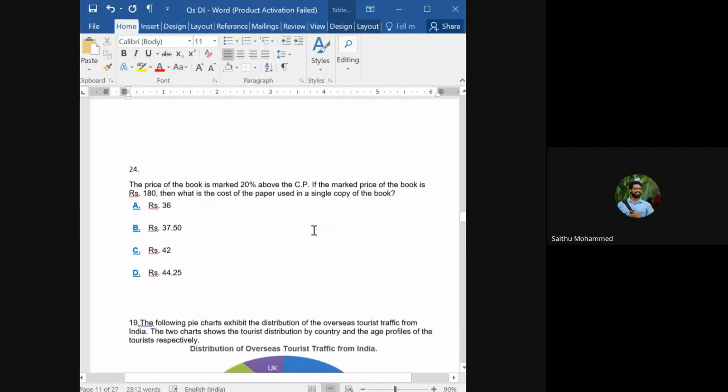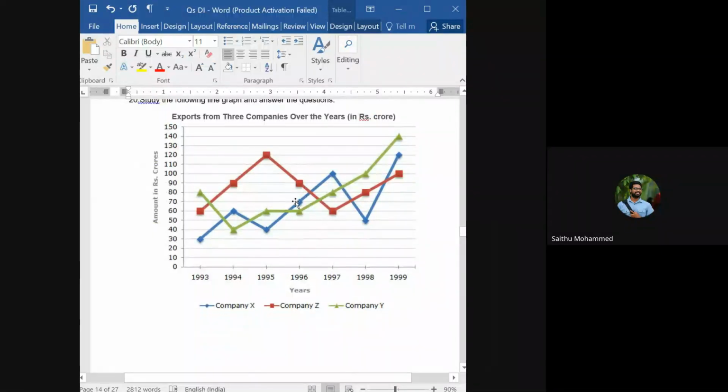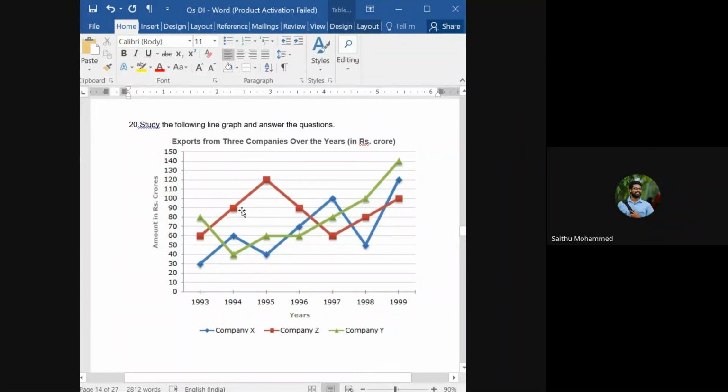Okay. Now, coming to the last one, this chart. This is also similar to the bar graph, which we have discussed. See here, in this particular chart, we have the data of the exports from 3 companies over the years. The red line, what is the red line? The red line is of the exports of company Z. Same as green is for company Y, and blue is for company X. And in this axis, we have amount in crores, and these are the years.